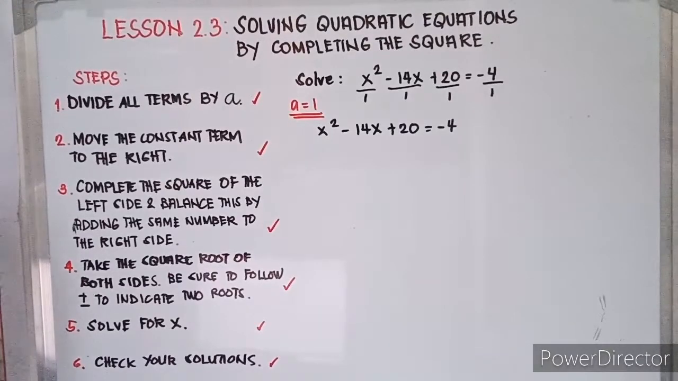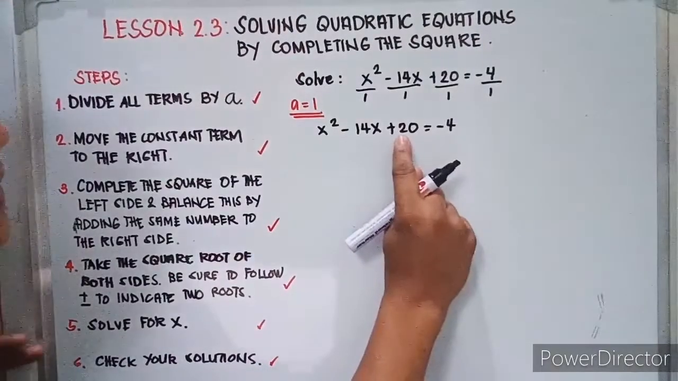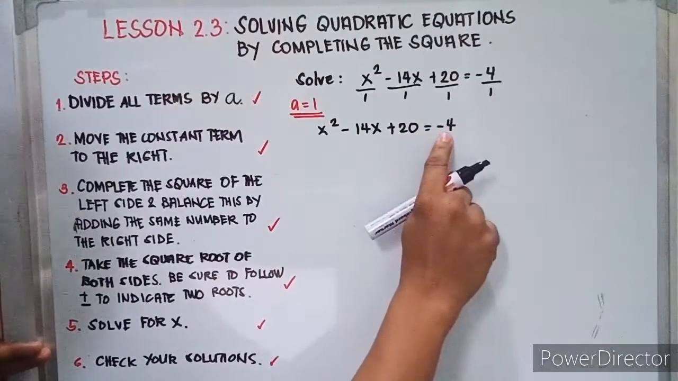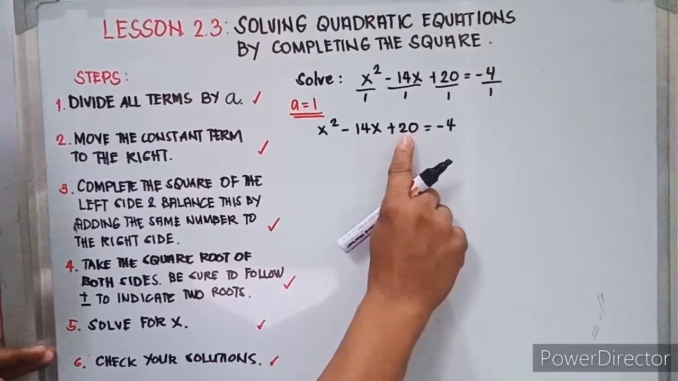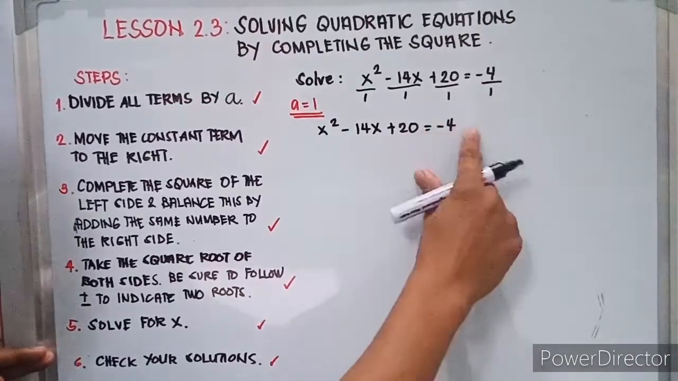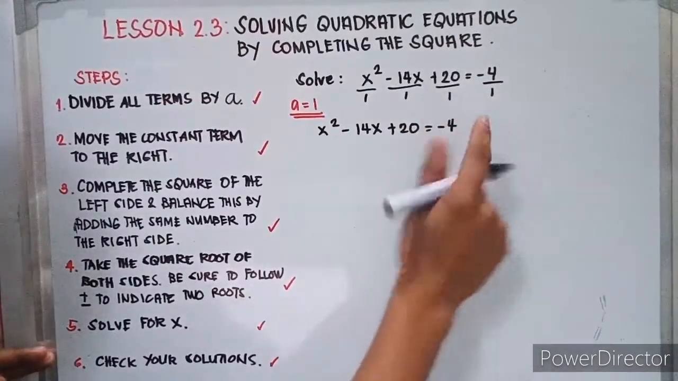Move the constant term to the right. So we have the constant term 20, and here we have negative 4. For us to move this to the right, we need to get the additive inverse. If this is positive 20, the additive inverse is negative 20. So we do it to both sides.